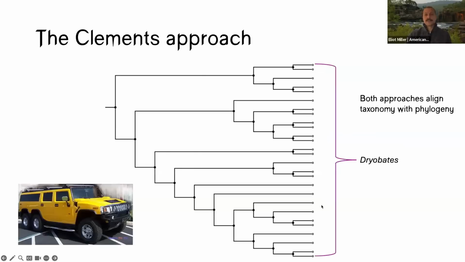The Clements takes a different approach and just lumps them all into Dryobates. I mean, they are woodpeckers, right? And neither of these is more or less scientifically correct. They have the same end result, which is making sure that taxonomy aligns with phylogeny. All right, that stuff's pretty in the weeds. I want to move on to another fun quiz.